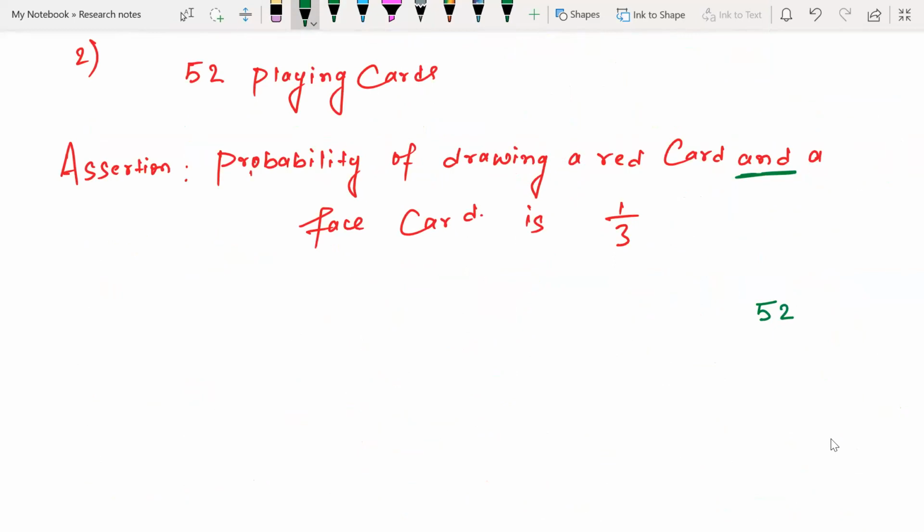6. Yeah, what? Ma'am, 6. 6? 6 red cards. Only 6 red cards are there? Ma'am, or 12.